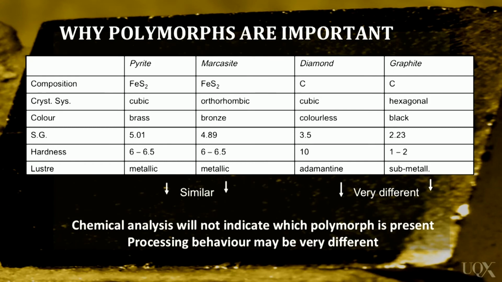Polymorphism is the ability of a specific chemical composition to crystallise in more than one form. Here are some examples of polymorphs, and depending on their properties, it may or may not be important to know which one is present. Pyrite and marcasite have similar properties, but diamond and graphite are very different and will behave very differently during processing, and of course, they have a very different inherent value. Chemical analysis alone will not tell you what polymorphs are present.